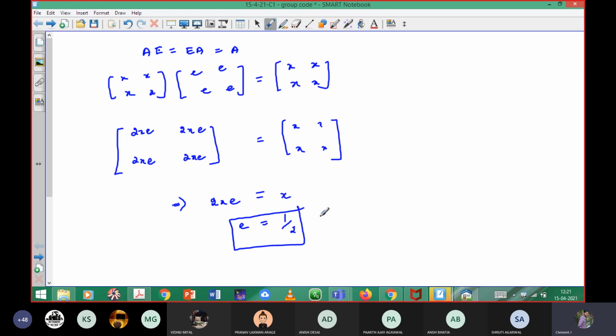Many of the guys have made the mistake of stopping at E equal to 1 by 2, saying the identity element exists, that's it. No.